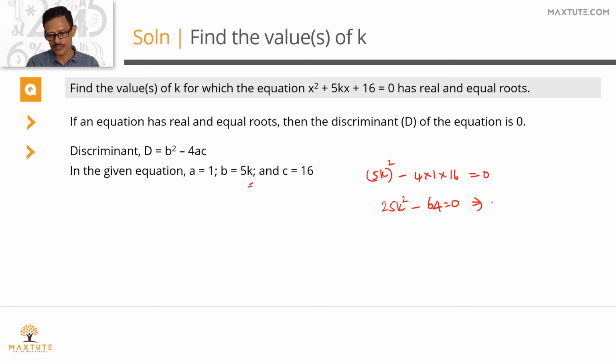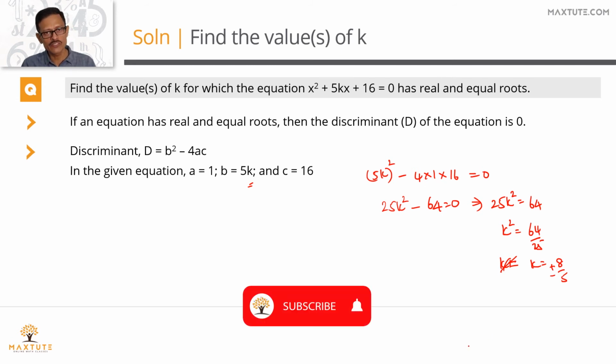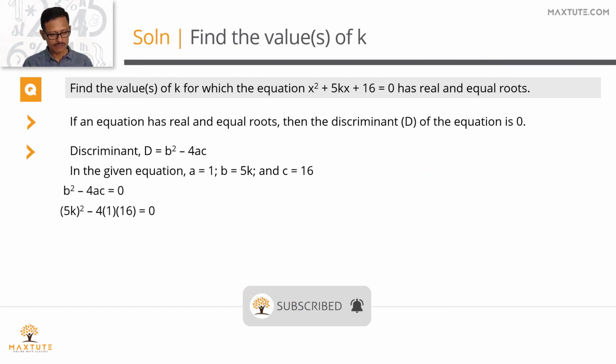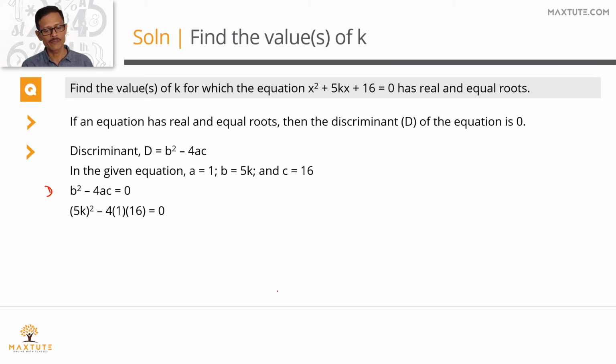Take the 64 to the right hand side, we'll get 25k square equals 64. So k square equals 64 divided by 25. Take the square root on both sides, we'll get k equals, square root of 64 is 8, square root of 25 is 5. So it could be a plus or a minus. So k equals plus 8 by 5 or k could also be equal to minus 8 by 5. For both of these values, this equation will have real and equal roots. Quickly summarize it. Computing b square minus 4ac, the discriminant, which is 5k square minus 4 into 1 into 16. Solve for k, get k equals plus or minus 8 by 5.